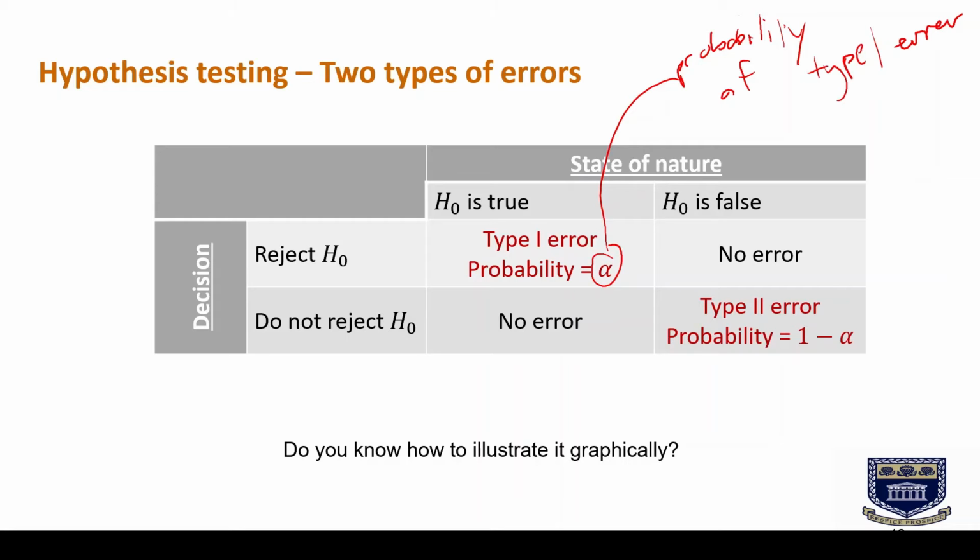1 minus alpha should actually be over here, right? Because that is the probability of not committing a type 1 error. That is when we have a true null hypothesis and we do not reject that true null hypothesis. So that's no error. And the probability of that outcome would be 1 minus alpha. So the probability of committing a type 2 error is in fact given by some value beta. But what is important to note is that there is this trade-off between committing a type 1 error and a type 2 error. And it's easy to see this when it's illustrated graphically.